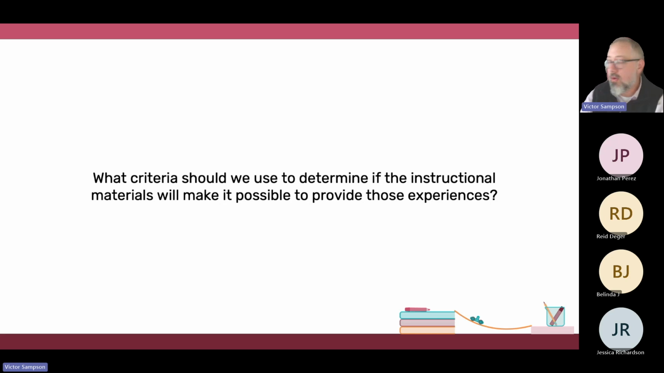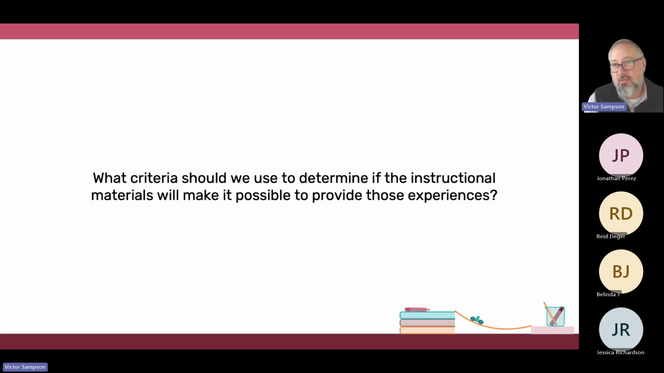Now, if you have that question answered, what we want teaching and learning to look like in our classroom, what do we want those instructional experiences to do? The next question is, how do we determine if the instructional materials that we're going to get into our teachers' hands, in front of our students, will make it possible to provide those experiences?